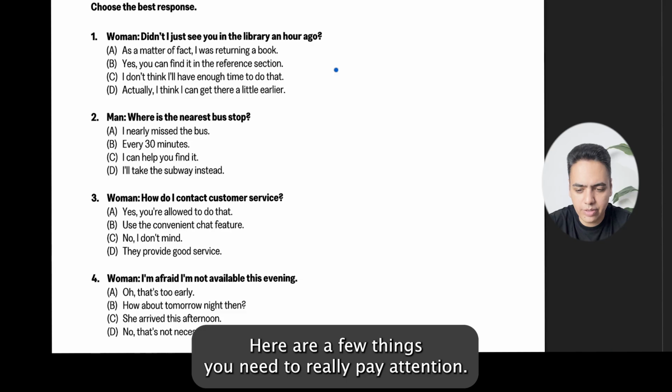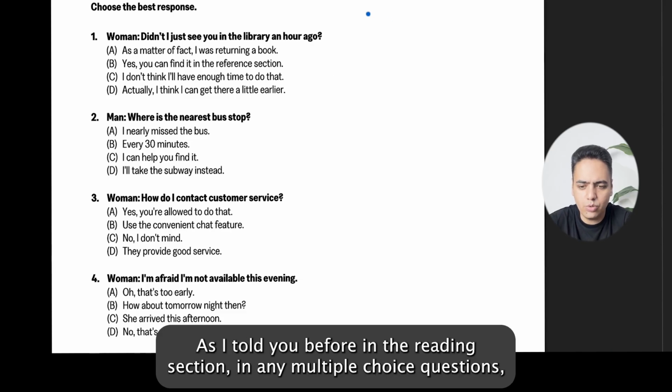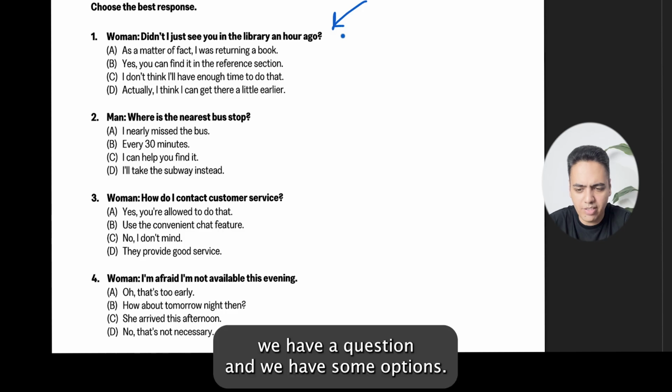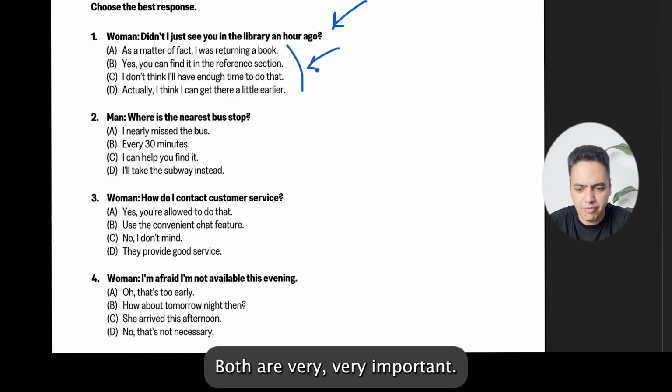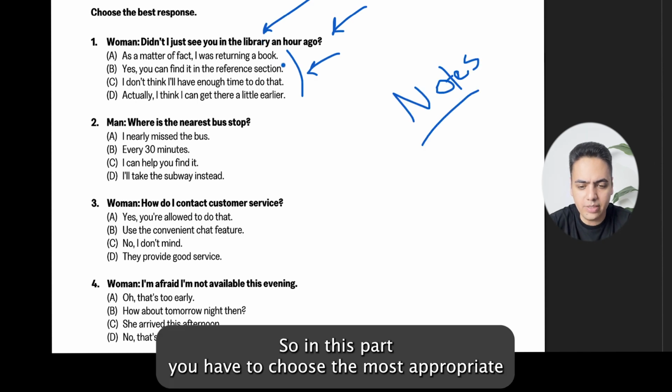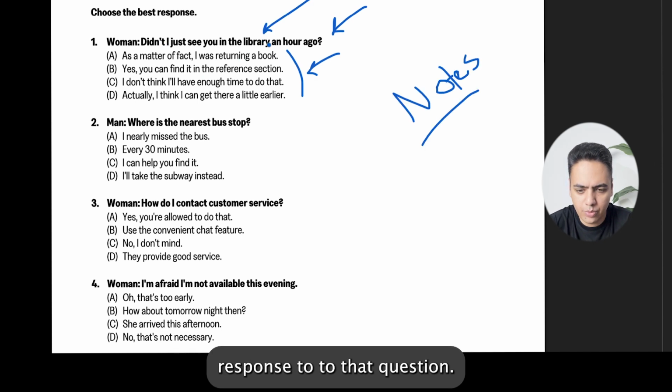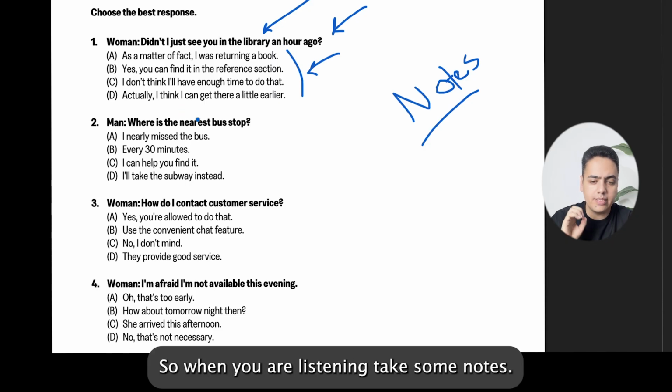Here are a few things you need to really pay attention to. As I told you before in the reading section, in any multiple choice questions, we have a question and we have some options. Both are very, very important. So in this part, you have to choose the most appropriate response to that question. So when you're listening, take some notes.